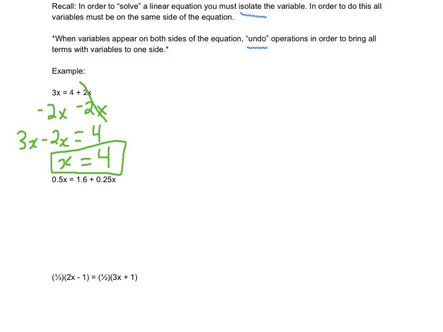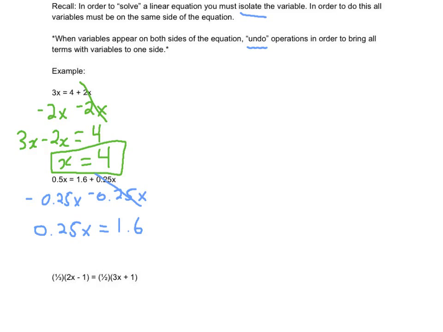Okay, so we're going to move the variables from one side to the other. So I'm going to want to get rid of the variables on the right side and put them on the left side. So I'm going to get rid of it by seeing that it was a plus 0.25x. I'm going to subtract 0.25x. When I do that, that cancels off, but I've got to do it to the other side as well. Okay. So now I have 0.5x minus 0.25x. Well, that's 0.25x is equal to 1.6.